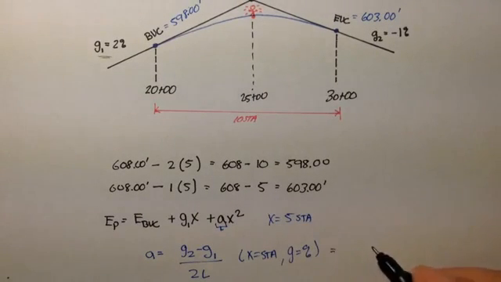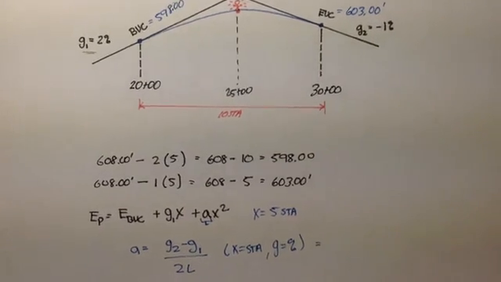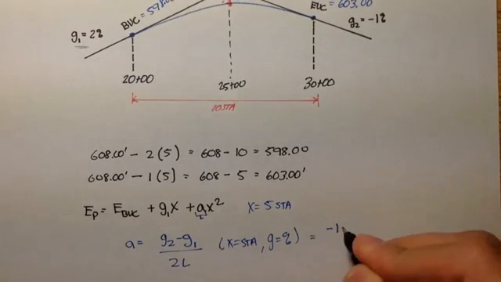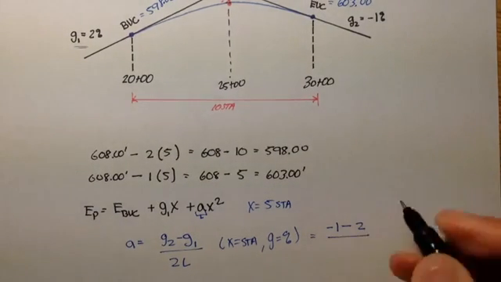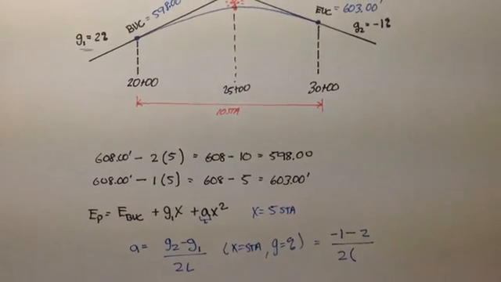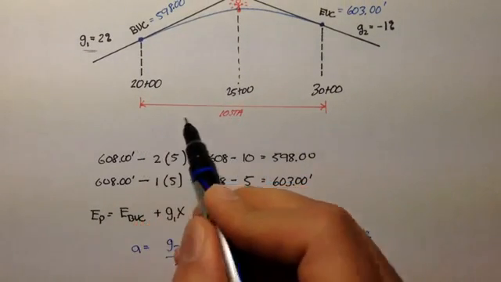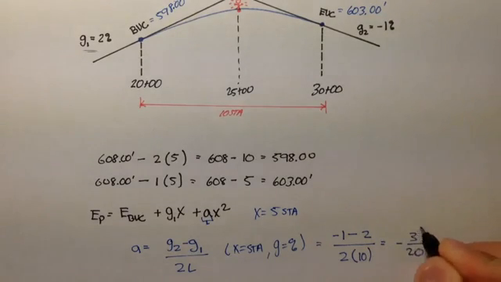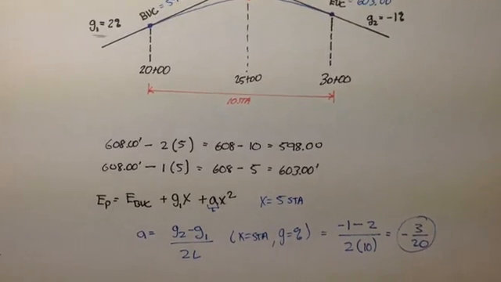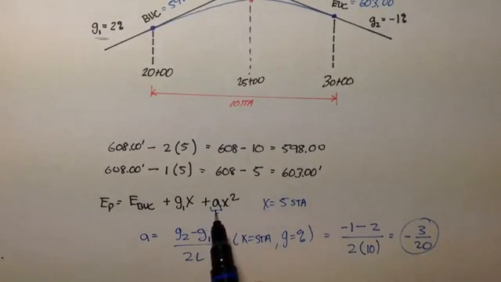So A is simply grade 2 minus grade 1, and grade 2 is -1 minus grade 1 is 2%, over 2 times L. Well, the length here is 10 stations. The length of the curve is 10 stations. So we're left with -3 over 20. That's our A term. So we simply plug that A term into our equation.